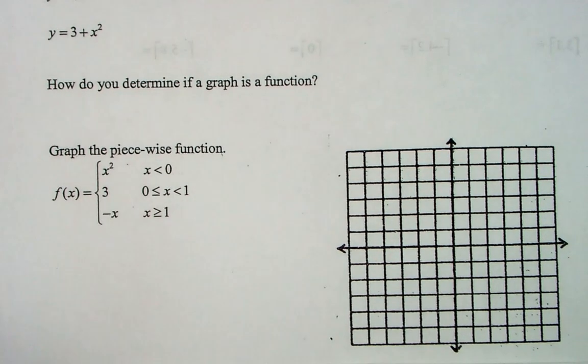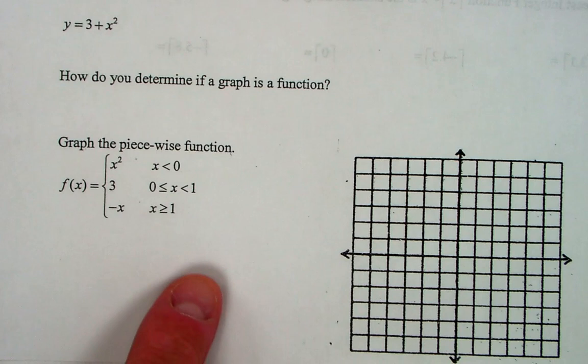How do you determine whether a graph is a function? Pass the vertical line test. For every input, it needs to have one and only one output, so that means you can't have two results from the same x value. Okay? Could you graph something like this?